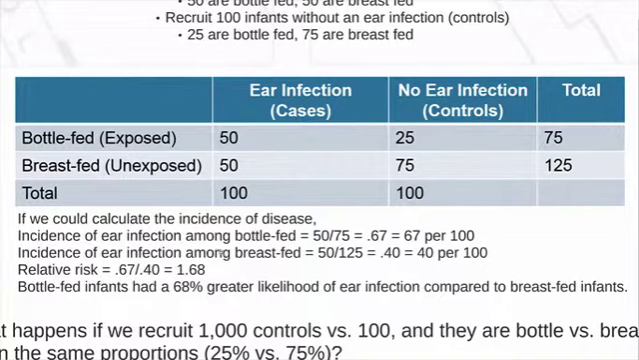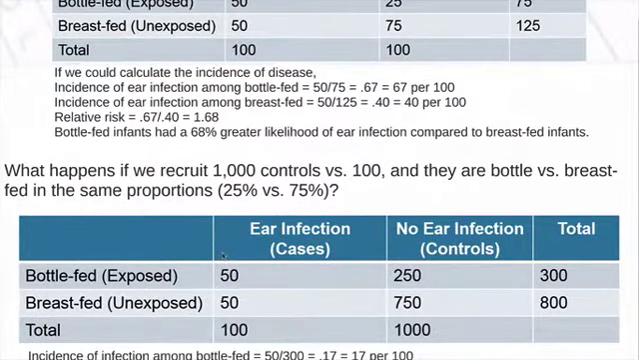So from these data, if you calculated them completely incorrectly, you would find that bottle-fed infants had a 68% greater likelihood of ear infection compared to breastfed infants. And you might think that you have the right answer to the story. But what happens if we recruit 1,000 controls versus 100, right? But they're bottle-fed in the same proportions as our original.